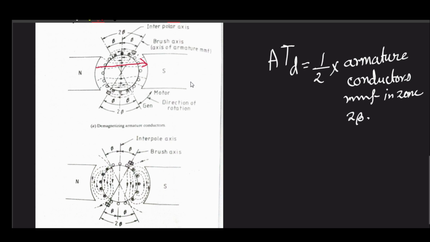So if you apply the right hand thumb rule, you will find that these conductors in the span of these 2 beta are producing a field line like this, exactly in opposition with your main field flux. So total ATD per pole, as there are 2 poles, should be half into the armature conductors MMF in that zone. So you will find this is like ATD.